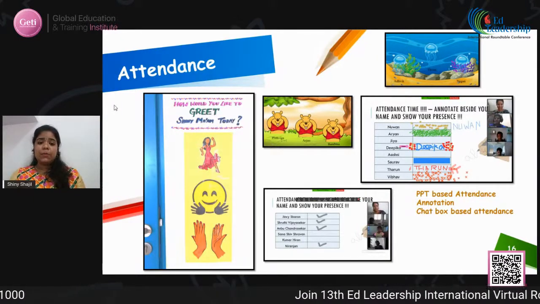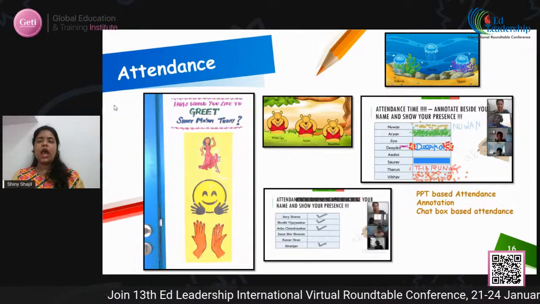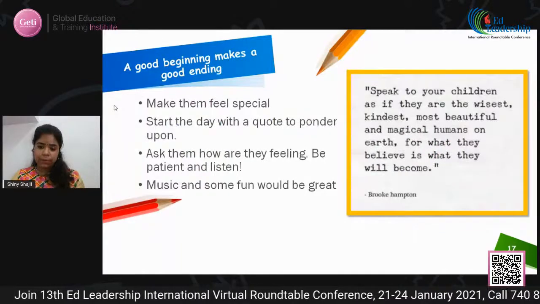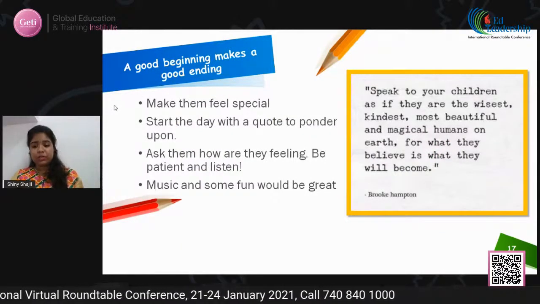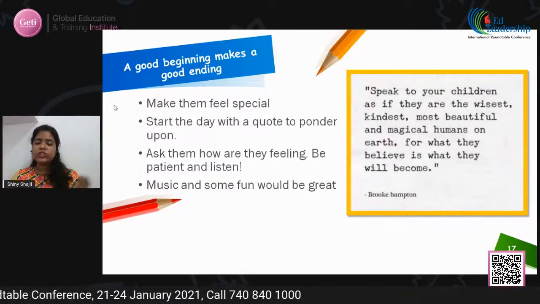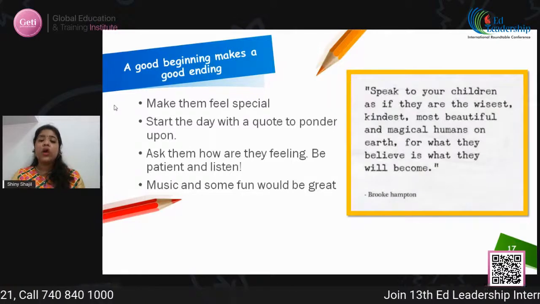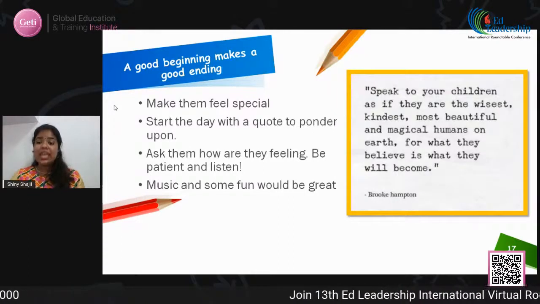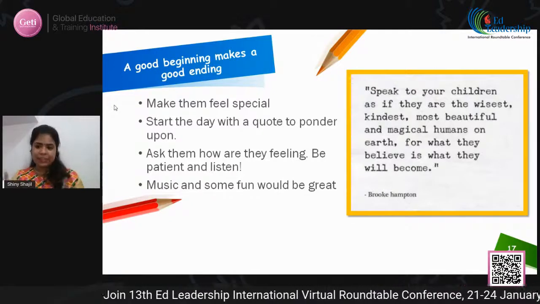Now, why is this process of attendance important? According to me, it is absolutely important that either during the process of attendance or right after it, you create a positive environment. You have to make the students feel special. That is when they will show up for your class the next day with a happy face.